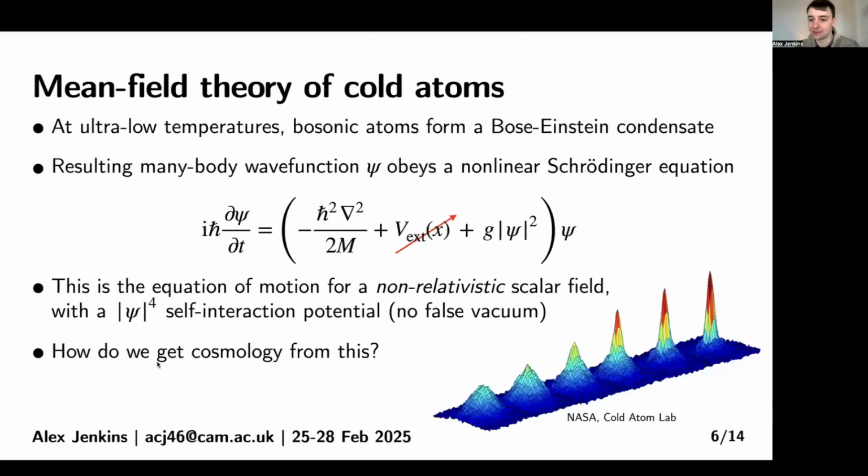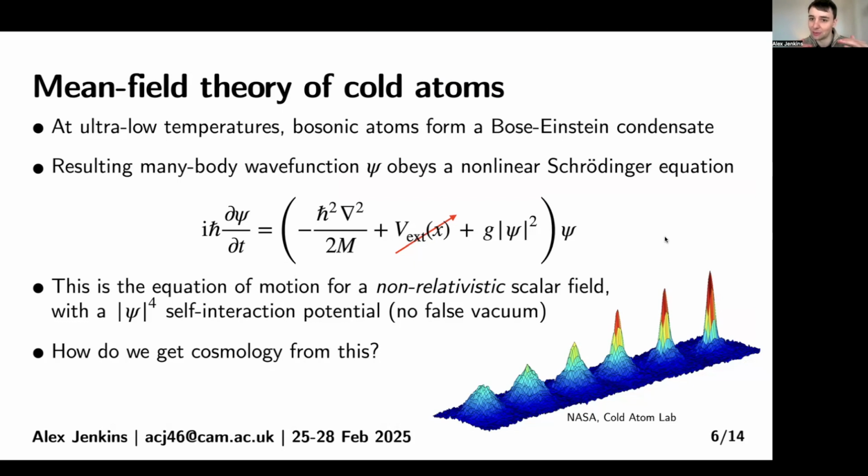Over the next few slides, I'm going to try to sketch out, roughly speaking, where this analogy comes from. How do I go from this very non-relativistic cold atom system to something that looks like an early universe theory? What this system is, we have a bunch of atoms, we cool them down, and eventually they transition to a Bose-Einstein condensate. This is a state in which basically all of the atoms are sitting in the lowest energy state, and it's well described by a many-body wave function.